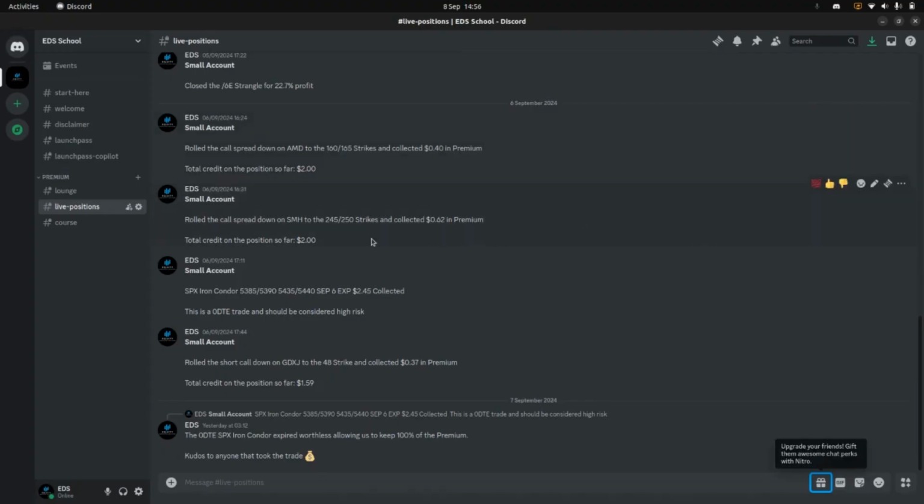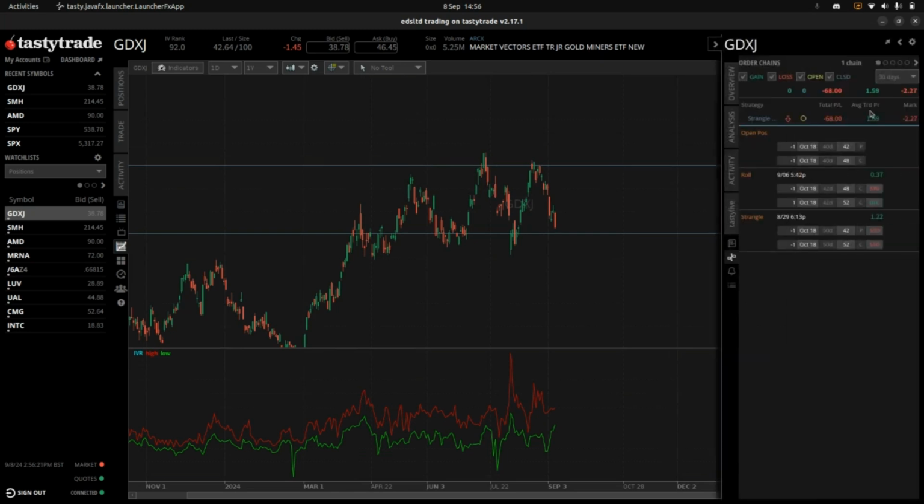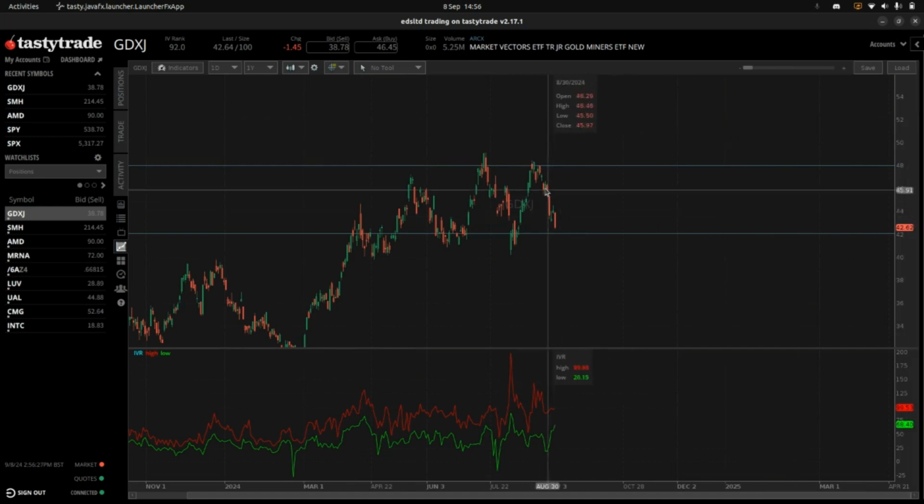We did get a respectable premium to roll this, 37 cents on top of $1.22 already. Because this is a strangle, we have an unlimited loss, so this just pushes our break evens further out. And all in all, I think this is a textbook adjustment, and hopefully we can see GDXJ have a little rebound over this next week, and hopefully maybe we can get an opportunity to exit the position.